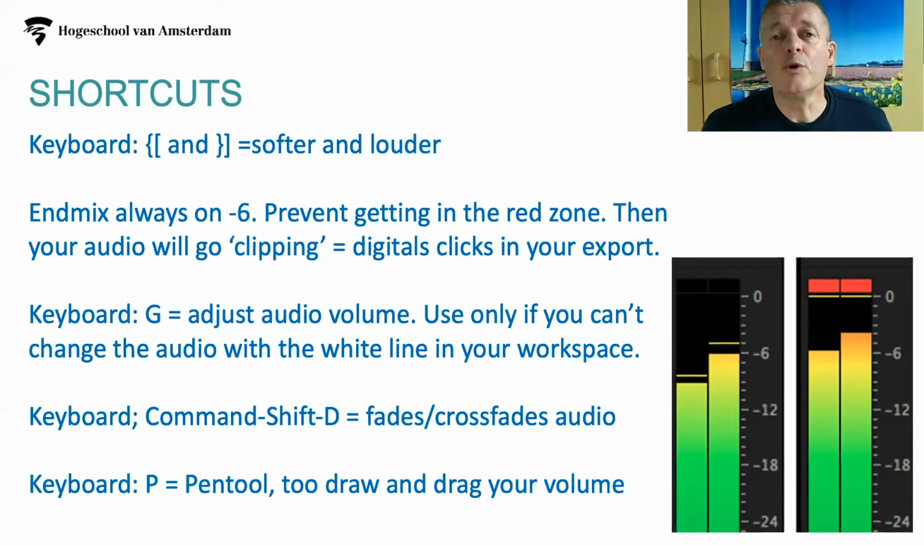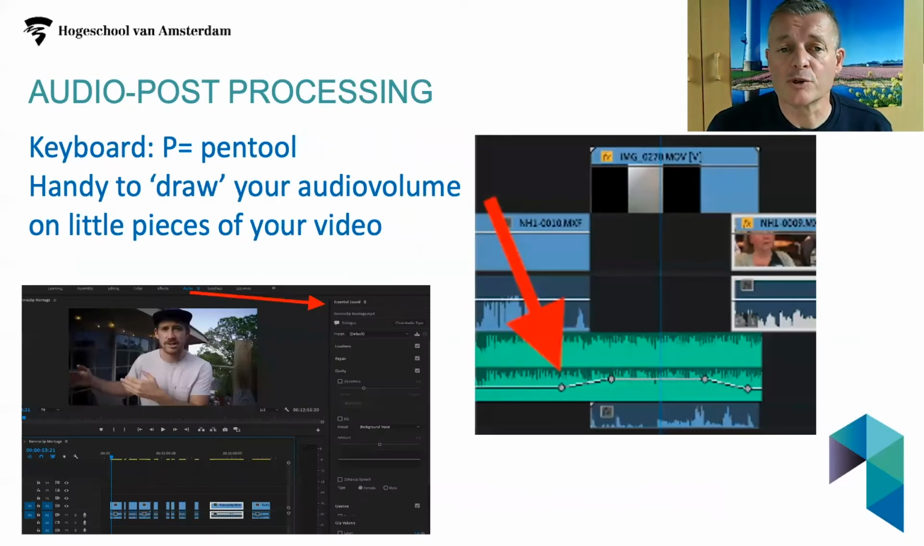Then you have the pen tool, the P on your keyboard. You can use this to adjust the volume of a small section of your audio. I really use it a lot, and you can really shape your audio more beautiful. If you click on the line, you'll get a dot if you use the pen tool. Then click on another part, again a dot, and then you can very easily drag that line up and down, your audio louder or softer.